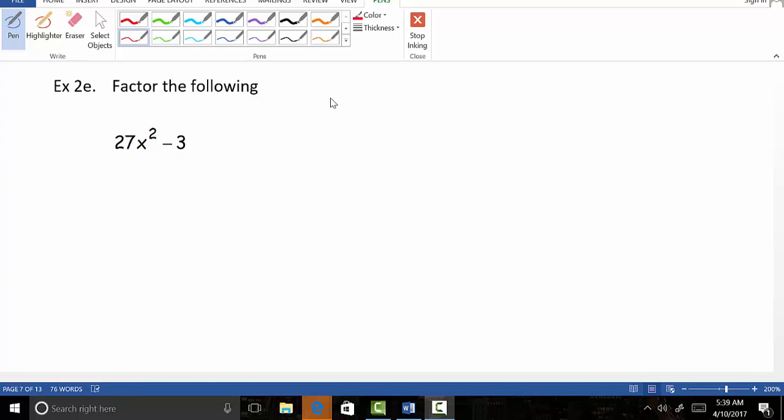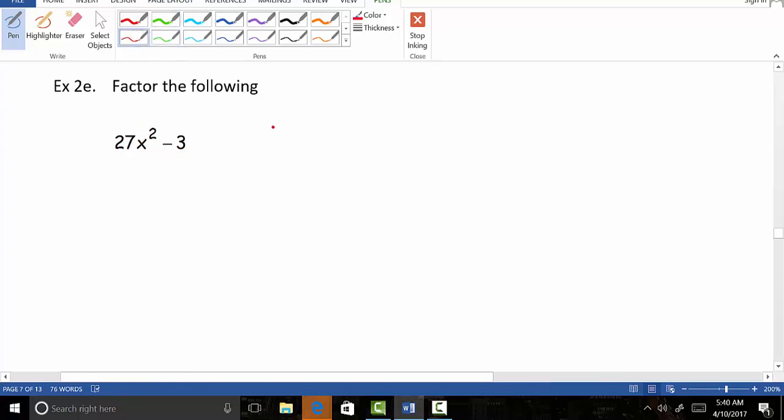Here we are at example 2e from our 4.3, 4.4 notes. We're asked to factor the following. Now, just looking at this, we end up with 27x squared minus 3. And because we just have two terms, we recognize it to be a binomial.